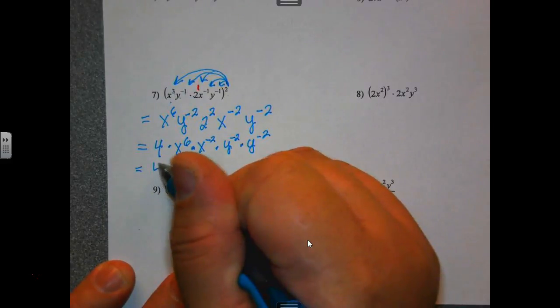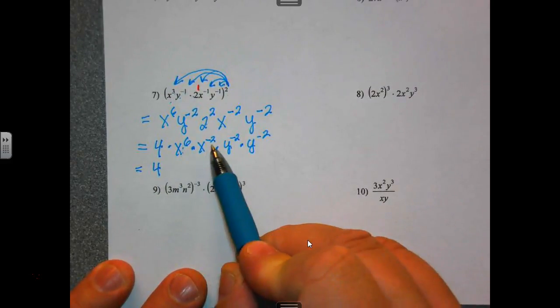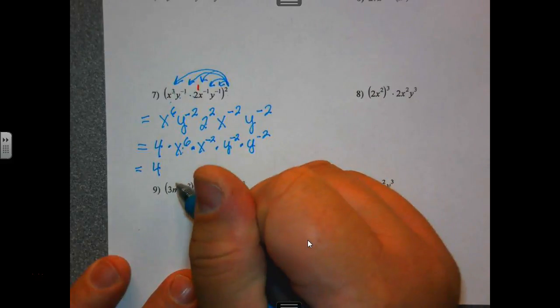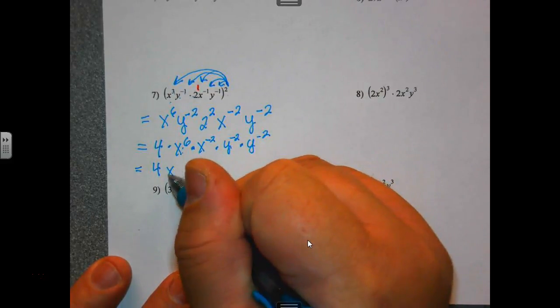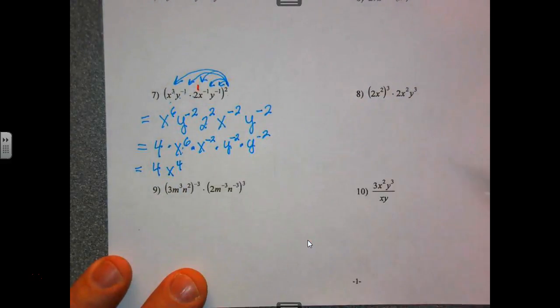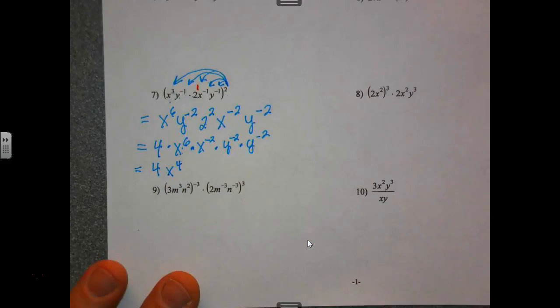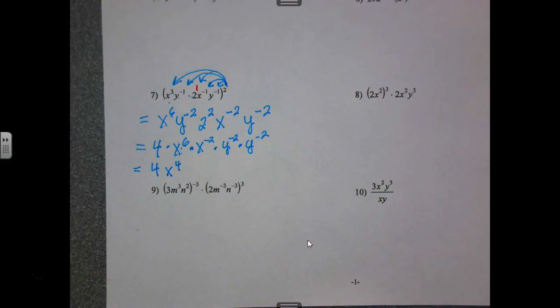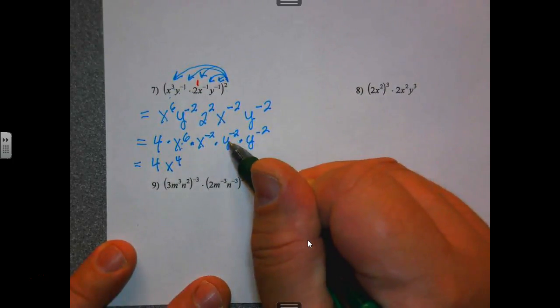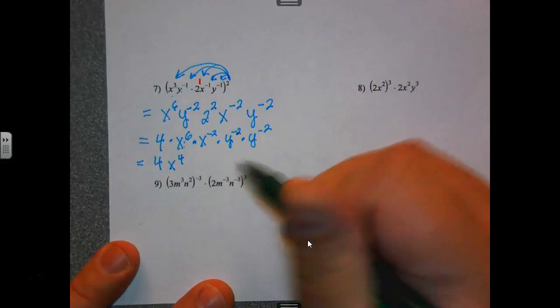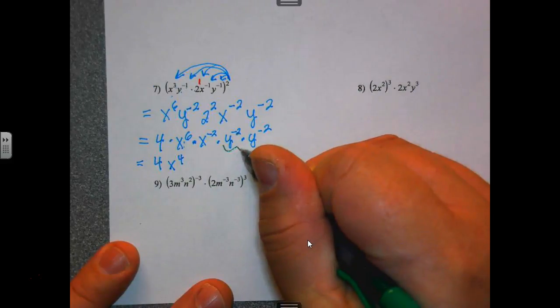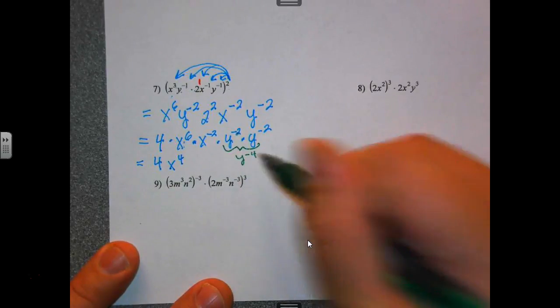Okay, 4 x to the 6th plus negative 2 is x to the 4th. Now, you could actually save yourself a little bit of work here. Looking at the y's, y to the negative 2 plus negative 2 is y to the negative fourth, right? That's y to the negative fourth.